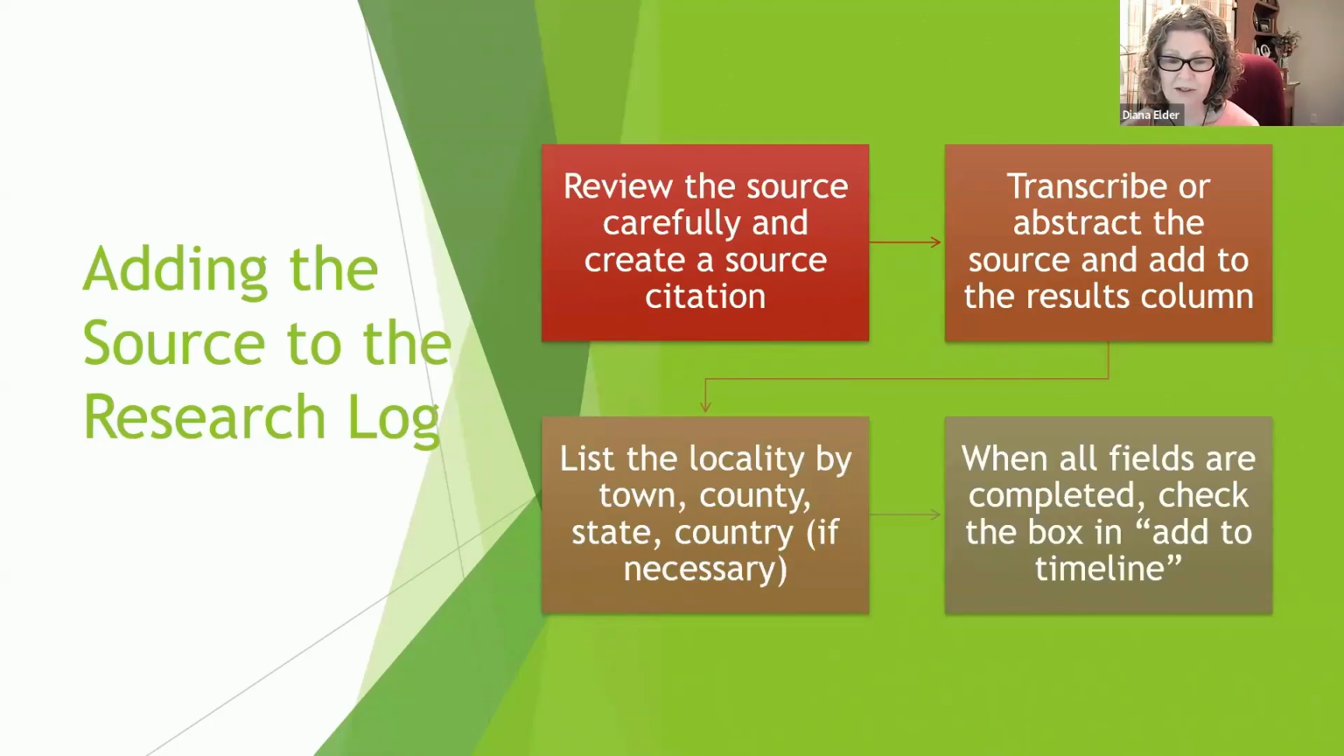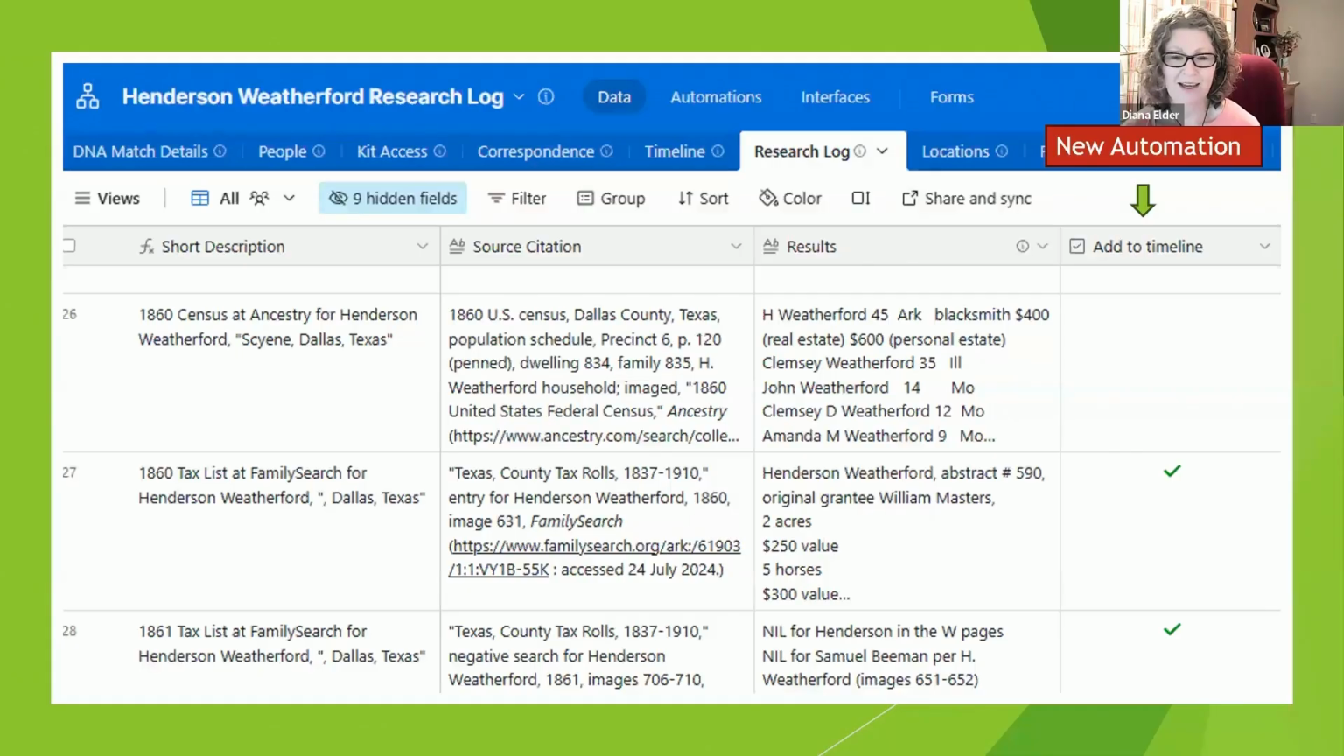Now, when all the fields are completed, then we have a new box that you check, and it's an automation. And it is called Add to Timeline. And you might have some questions about if you can use this with the free Airtable plan, and yes, you can. So good news, you can continue to just be on free as long as you want, as long as you don't have more than 1,000 rows. So this is what it looks like. And I thought I would just demonstrate this. This is where the new automation appears.